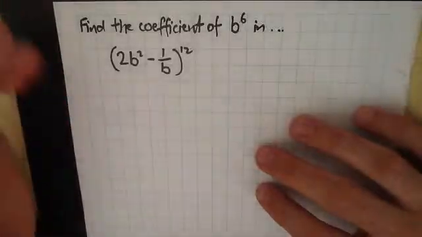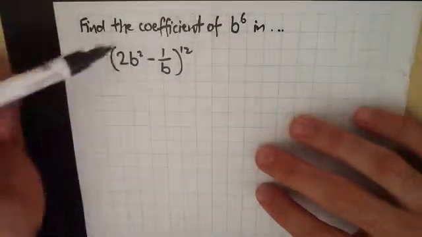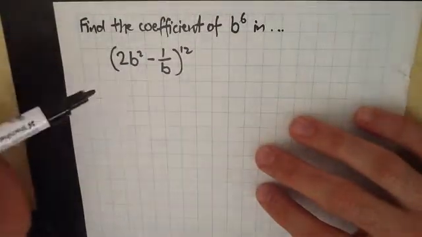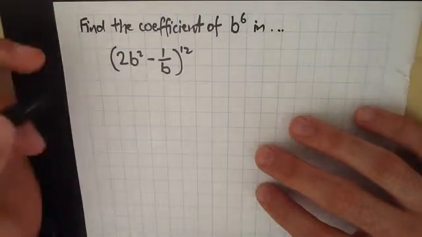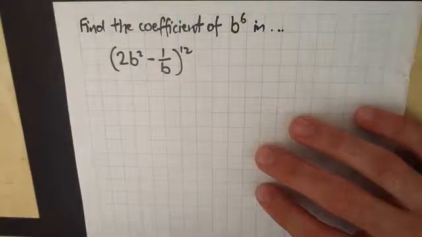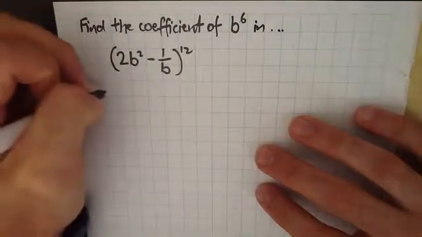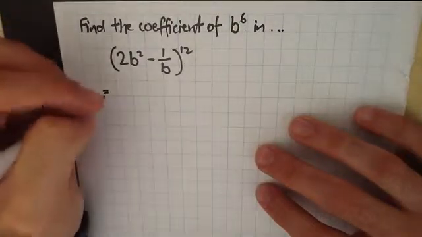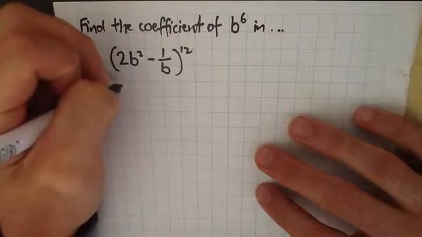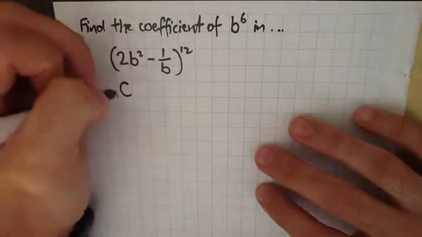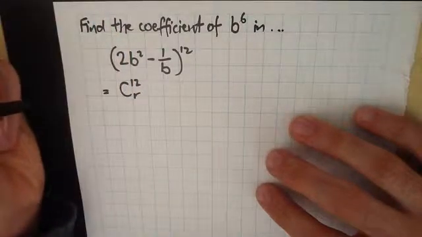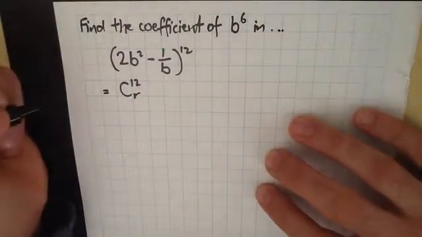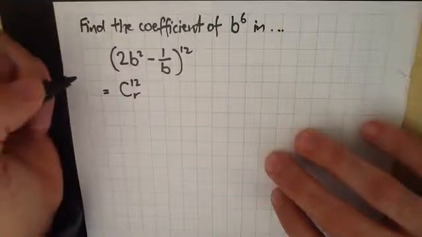So say I want to find the coefficient of b to the power of 6 in this expansion. The way you do this is using the general term. I know the general term is going to be something like this. The binomial coefficient is going to be from the 12th row of Pascal's triangle. I'm not sure which term along that row it is, so I use r.